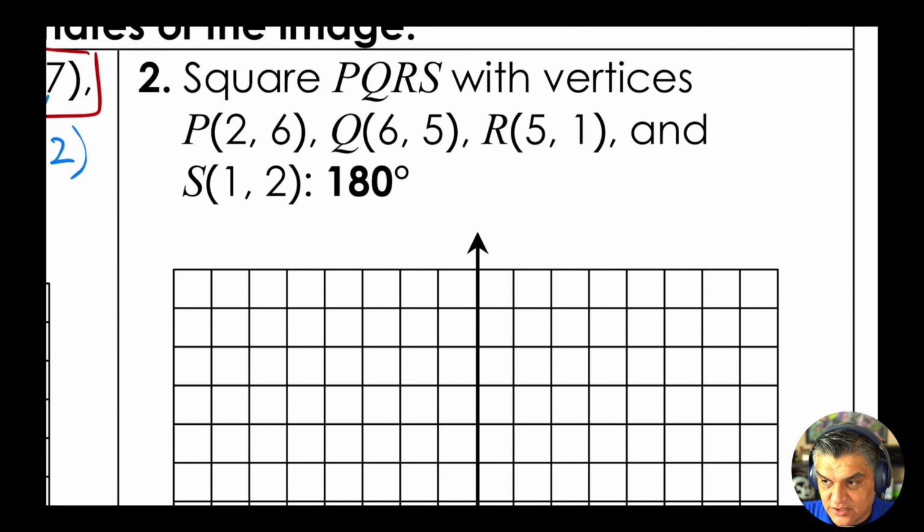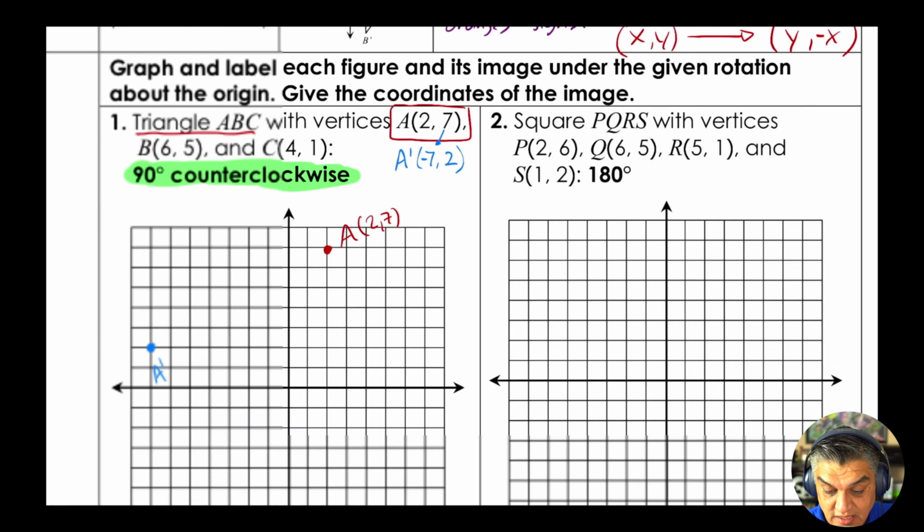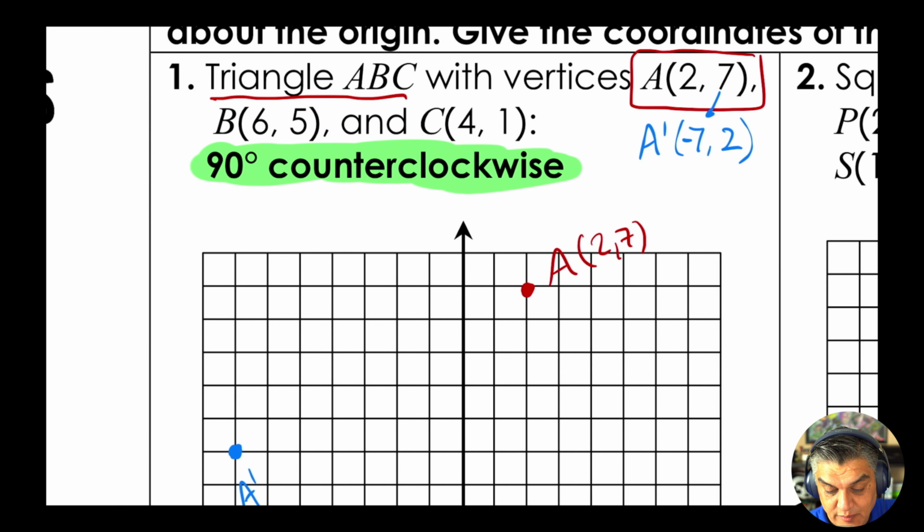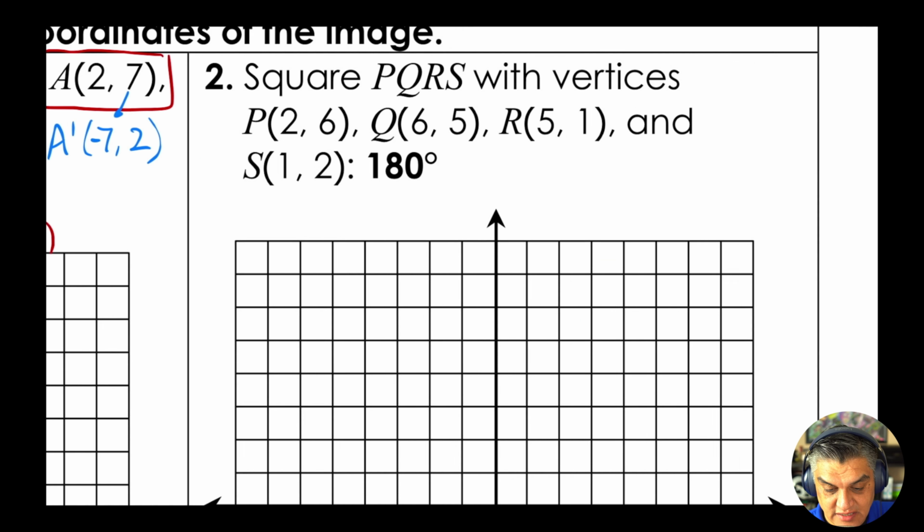Okay, so we're going to get a square, PQRS, with those vertices, and we're going to rotate it. Now, we didn't do a full rotation. If you noticed, on Friday, we just did 1 point. For 90, we'll go back to this problem and finish it. So let's see, can we do this one?